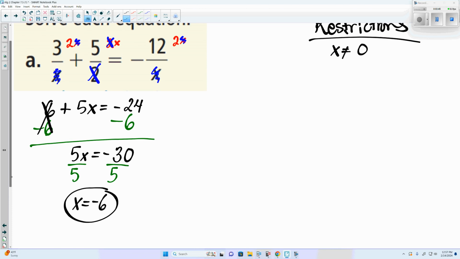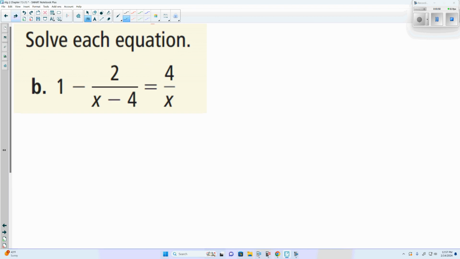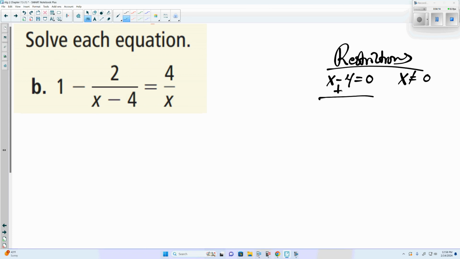Questions on this here? Let's look at the next one. So if we look at our restrictions, x minus 4, we need to see what's going to make it 0, and x equals 0. So x can't be 0. Add 4. X equals 4. So x cannot be 4 or 0.